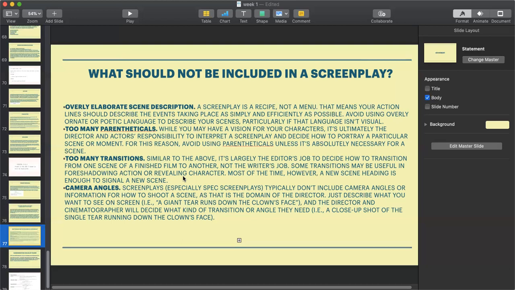So you don't try too much of transitions. Neither do you write too many camera angles. Like I said, camera angles, camera shots and transitions. Camera angles, the director or the DOP or the cinematographer will know much better than you. Got it? Better than a script writer. So while you can mention all these things, parentheticals, transitions, camera angles, not too much.